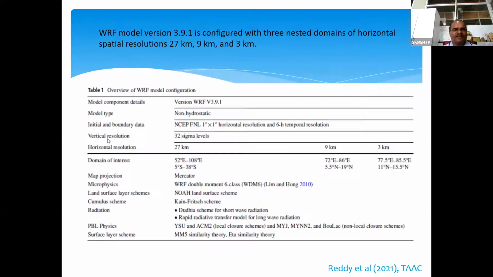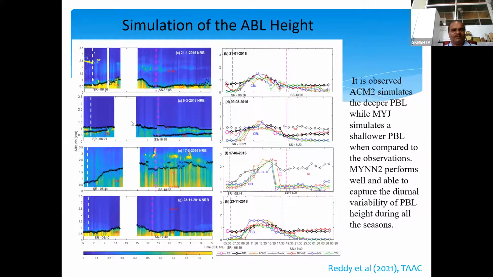Then what we did is take 4 typical cases, which we have seen earlier, of the ABL variability during different seasons. So we took a typical case of winter, pre-monsoon, monsoon, and post-monsoon. Then we identify the ABL height here, which is shown, and then also we compare.